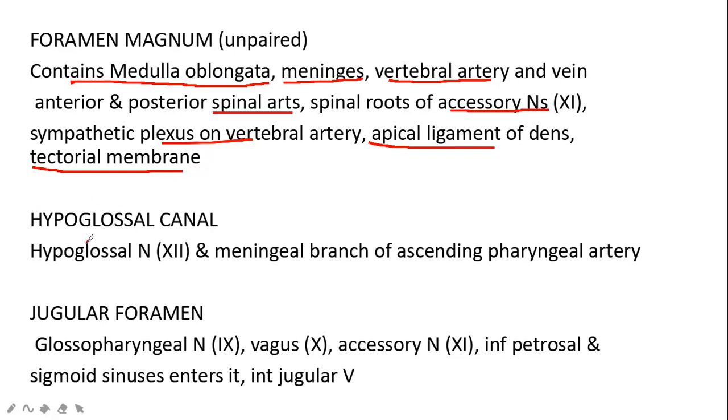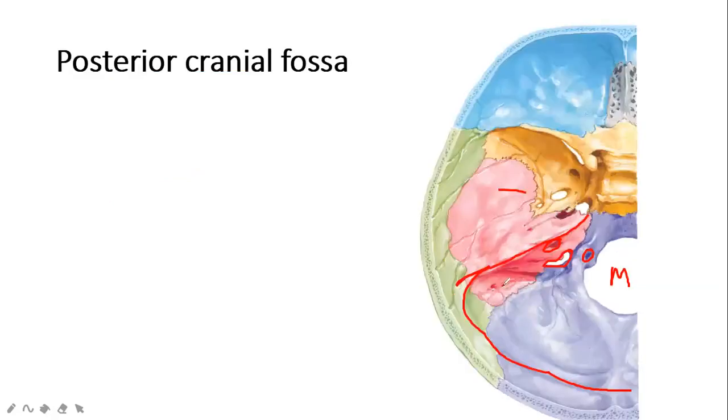We have the hypoglossal canal that we said is on the condylar part, and this canal protects this nerve because this canal is on this hard part, the condylar part of the occipital bone.